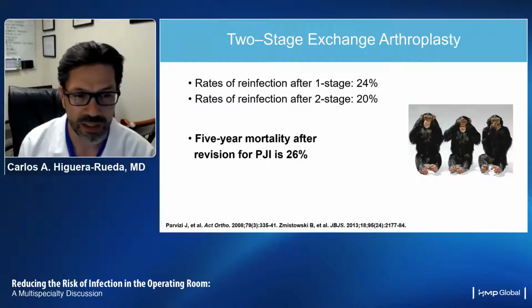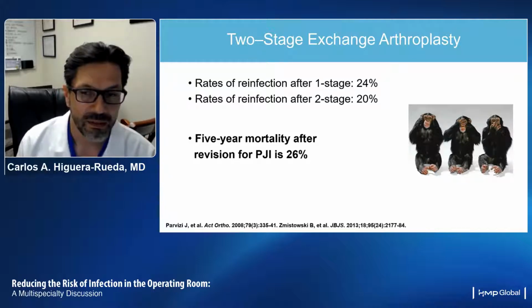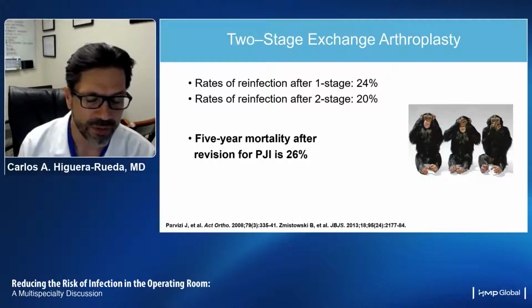But most importantly, the 5-year mortality after revision for PJI is about 26%, meaning that having a periprosthetic joint infection is even worse than some of the most common cancers like melanoma, prostate cancer, or breast cancer, where definitely the mortality at 5 years is less than 26%.